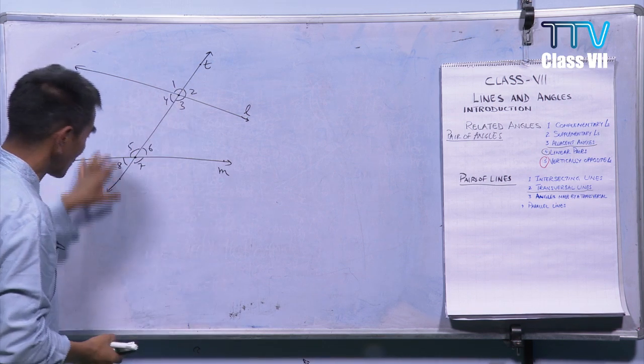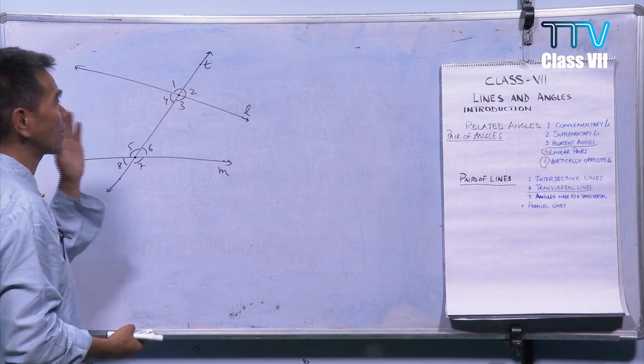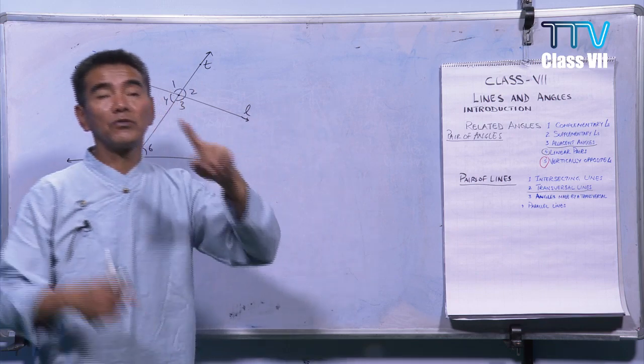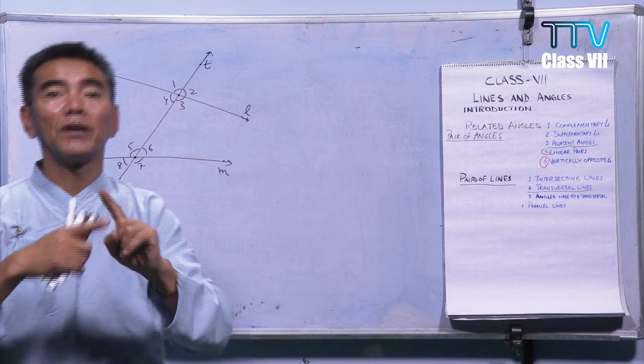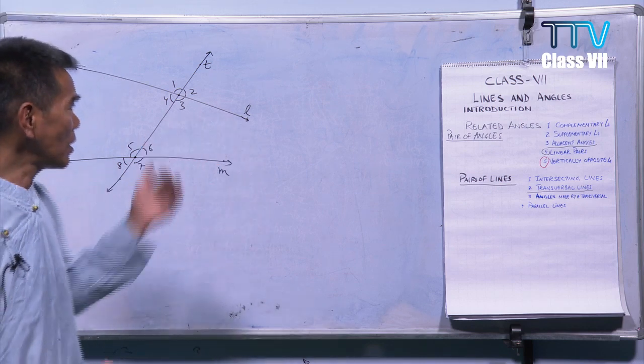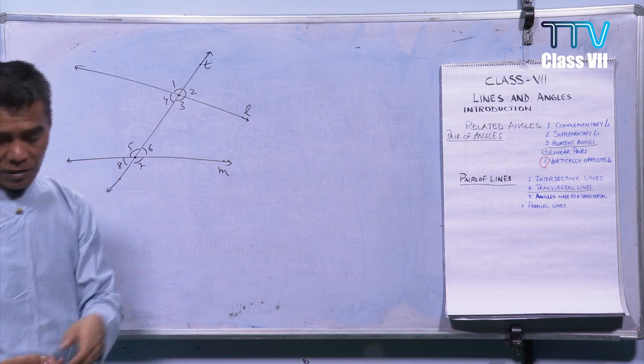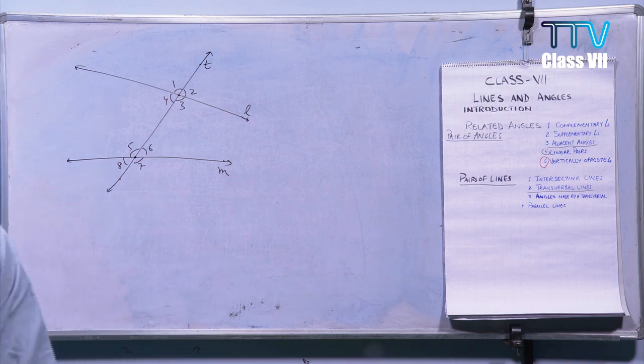Vertical opposite angles and linear pairs: when two lines intersect at a point, vertical opposite angles are formed, and linear pairs are also formed. Okay.